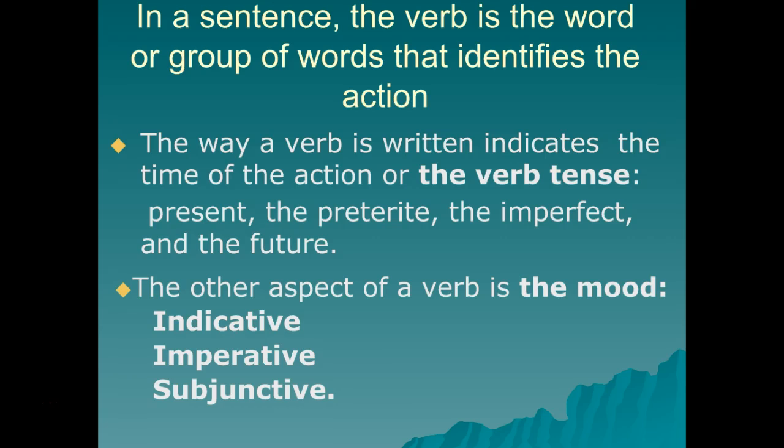The way a verb is written indicates the time of the action, or the verb tense, these being present, the preterite, the imperfect, and the future. The other aspect of a verb is the mood. The mood can be indicative, imperative, or subjunctive.